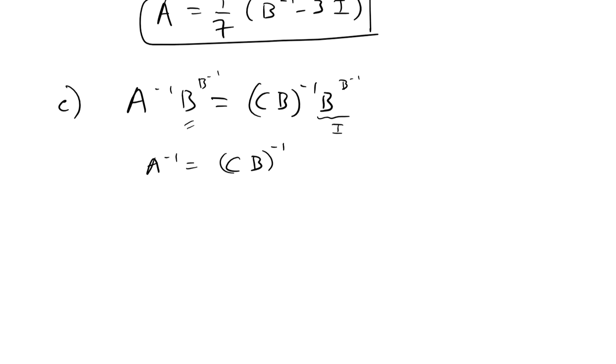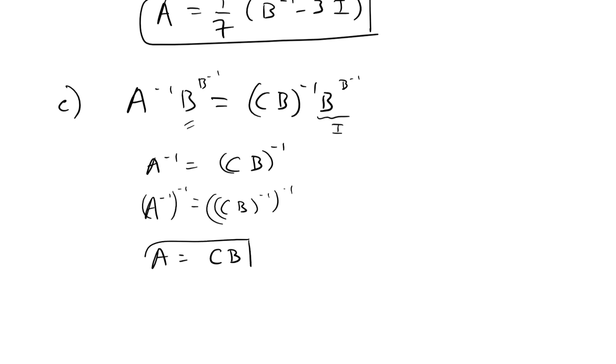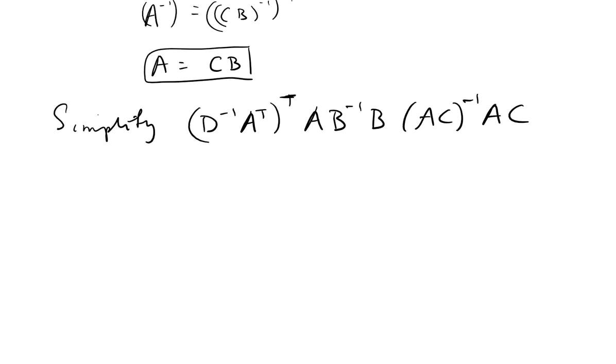And now I want to get rid of the inverse, or the power minus 1 that's applied to A. So I take the inverse of the inverse, and I get A here, and on this side I just get CB, and that's it. Okay, and the last question, we want to simplify this expression as much as possible. Maybe you want to try it on your own first and compare.